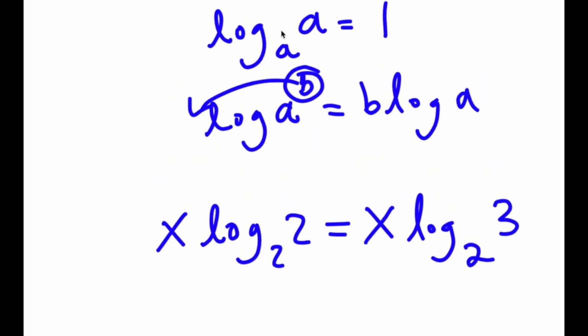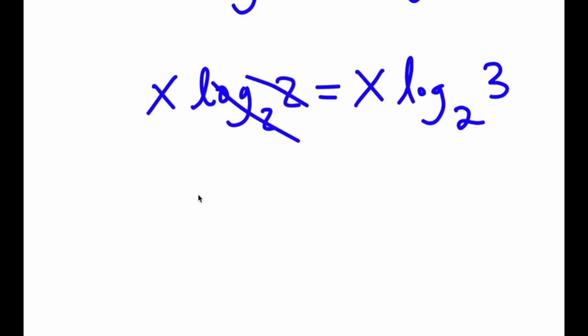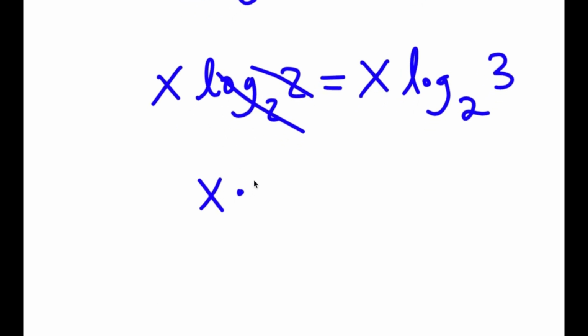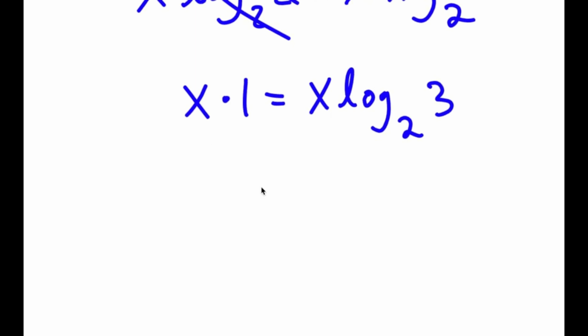Now remember, if I have something in the form log base a of a, this is equal to 1. So log base 2 of 2, these two cancel out, so I'm simply left with x times 1 is equal to x times log base 2 of 3. And x times 1 is simply x, so I get x is equal to x times log base 2 of 3.